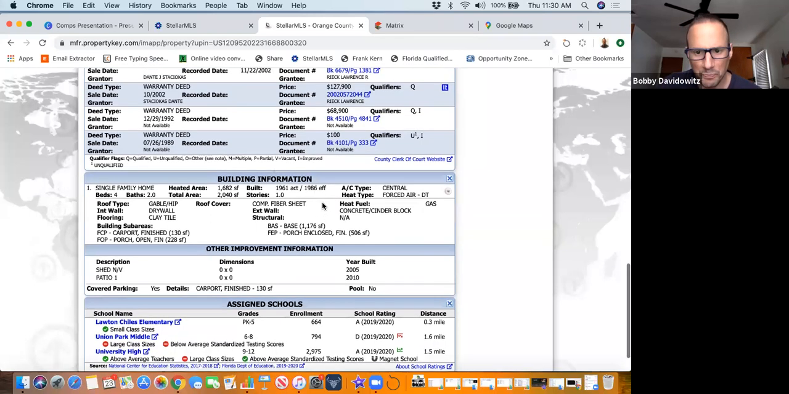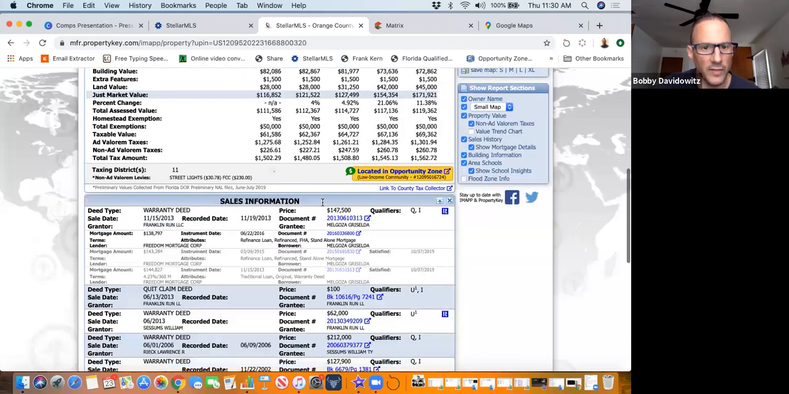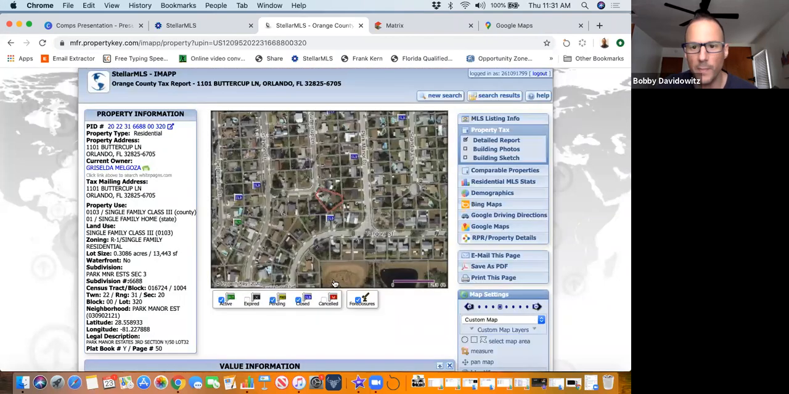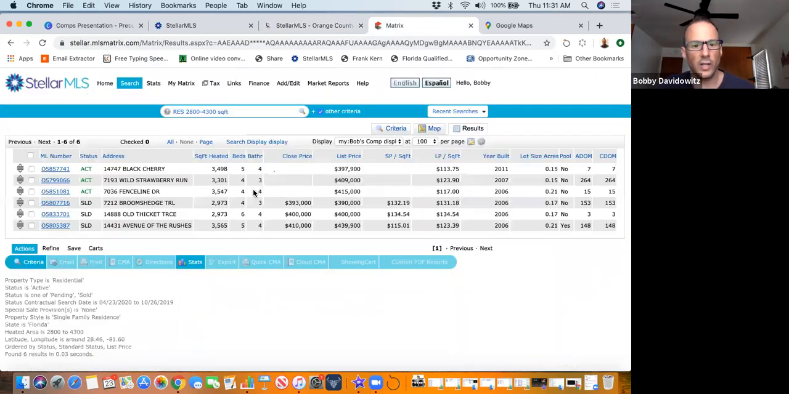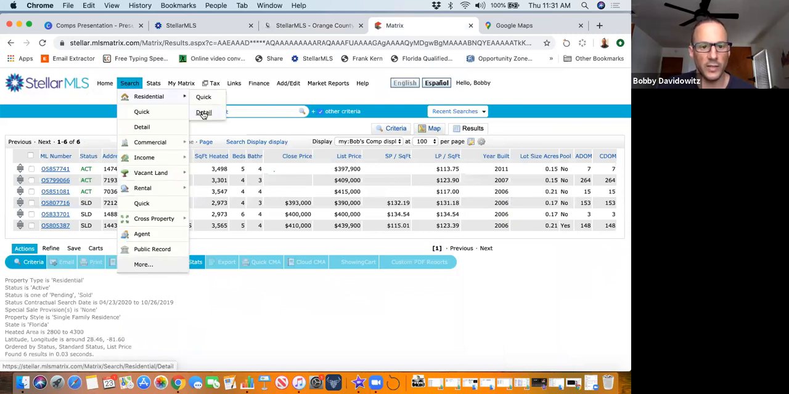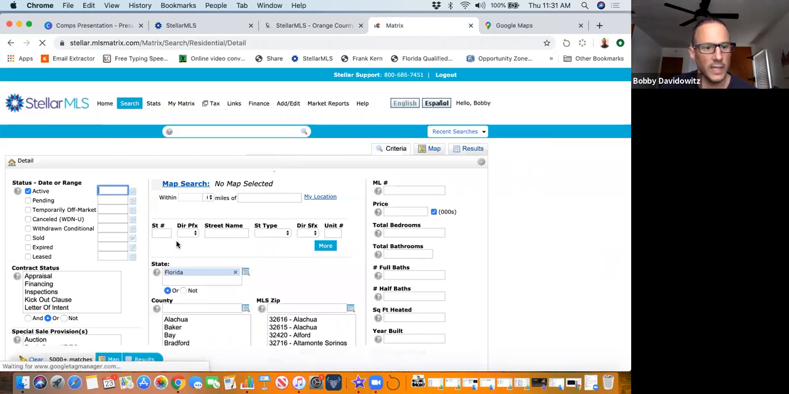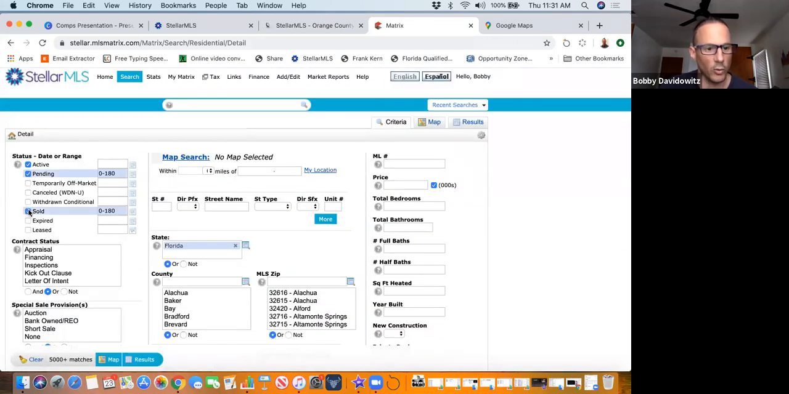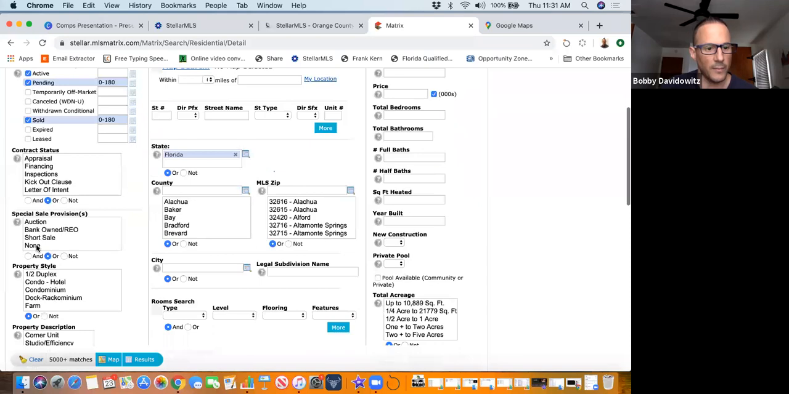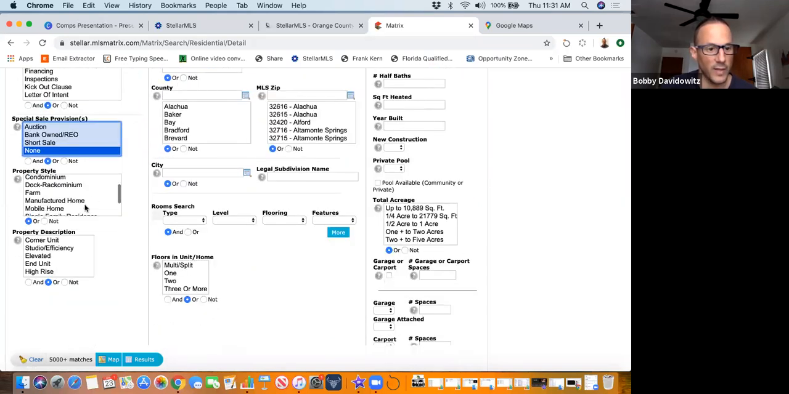Okay, and I believe this is going to be a single family home. Yes. Okay, so we're good there. We have our specs. I'm going to go ahead and, pro tip, I usually just copy the address from here because I'm going to copy and paste it into my MLS. So now you guys should be familiar with what you need to do in criteria. So I'm going to go back to my criteria again: residential detail, active, pending, sold. Okay. Special sales provision, none. I'm looking at only single family residences.